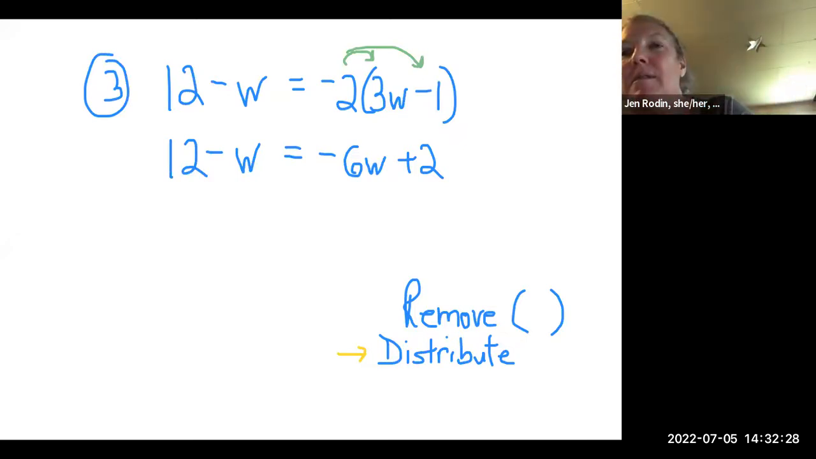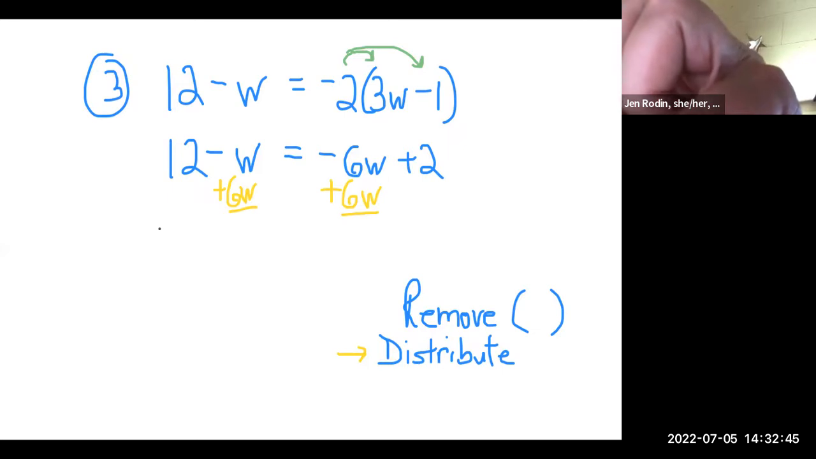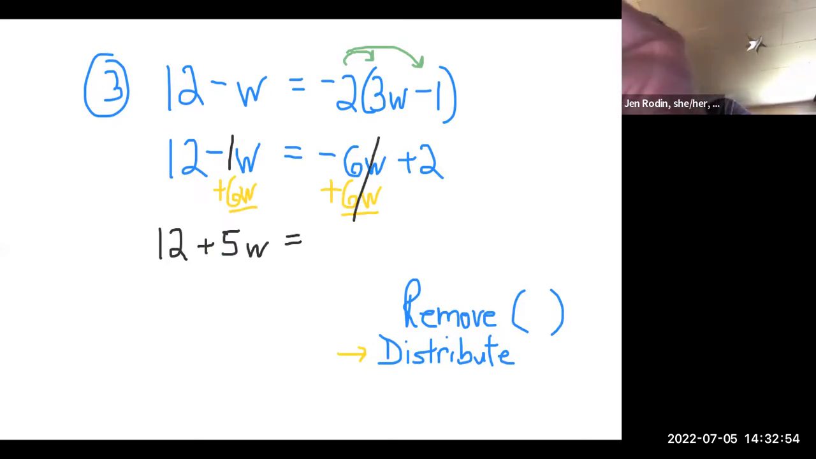All right, now I want to get the W's together, combine like terms. I would add 6W to both sides. Because like I said, my personal MO is I like to have my W be a positive number. -1 plus 6 is +5. That zeroes out. 2 is on the right.